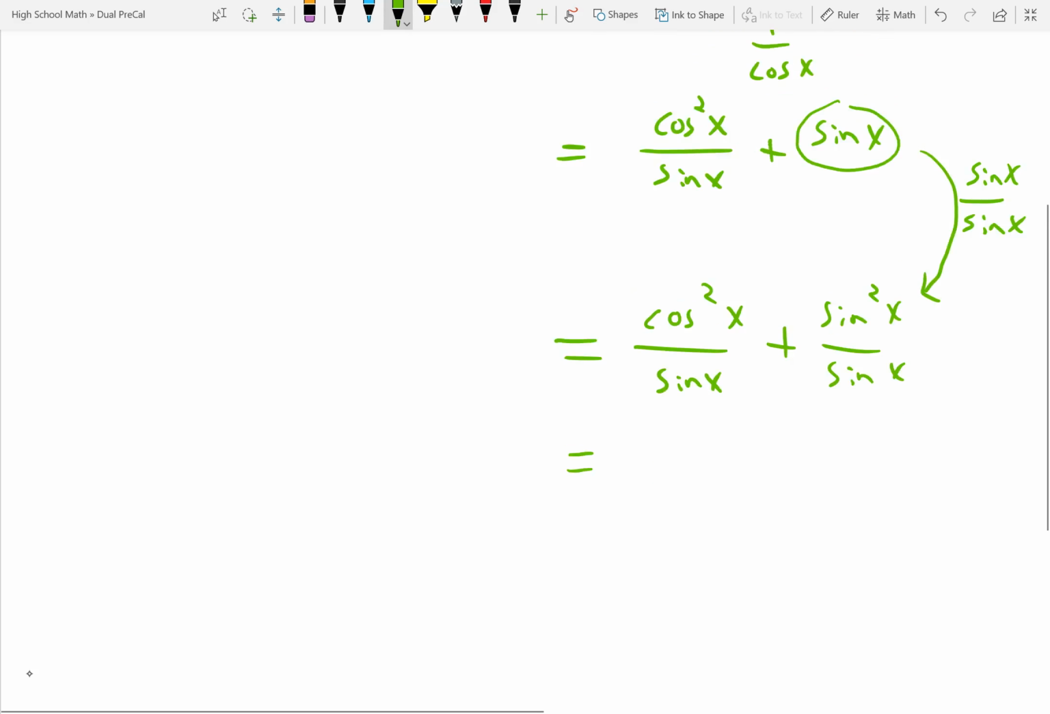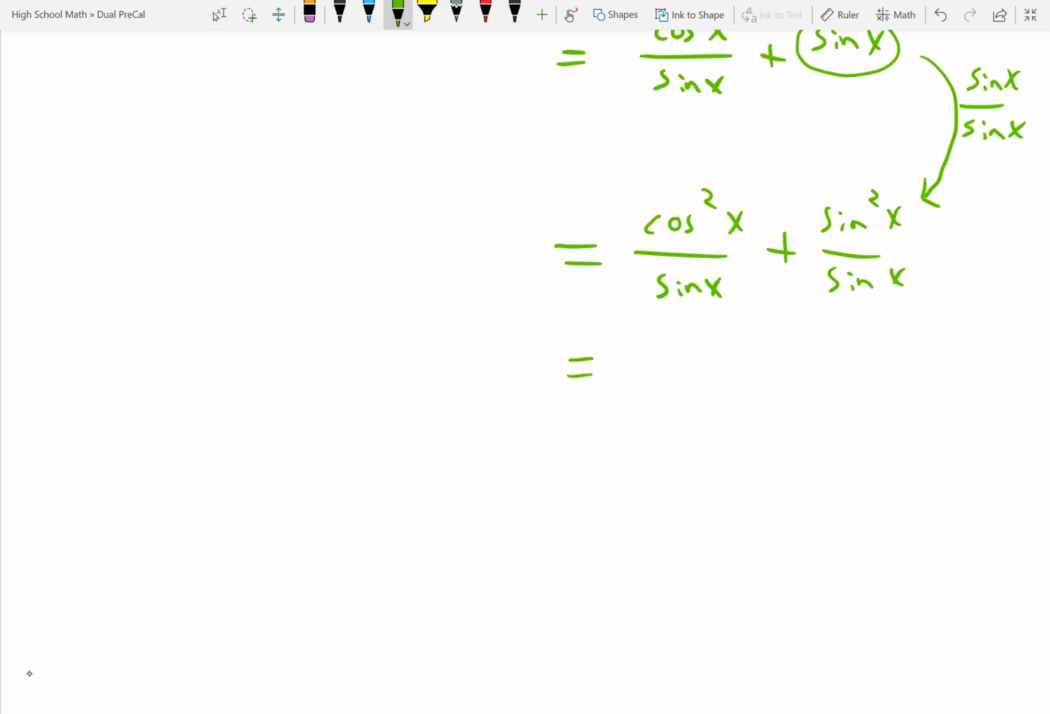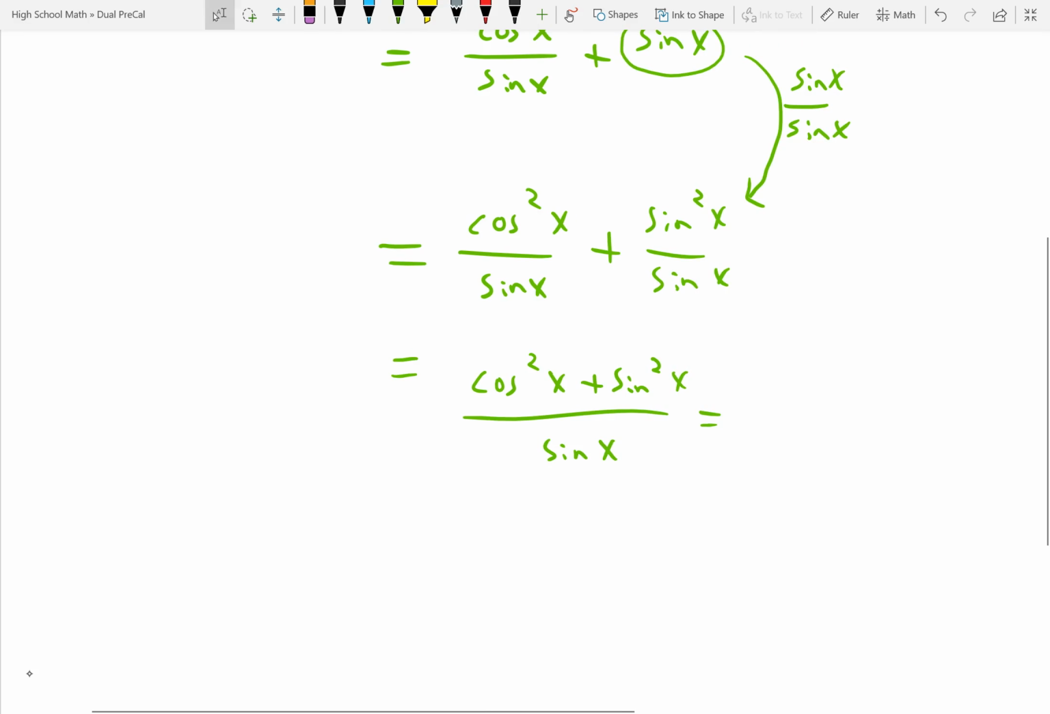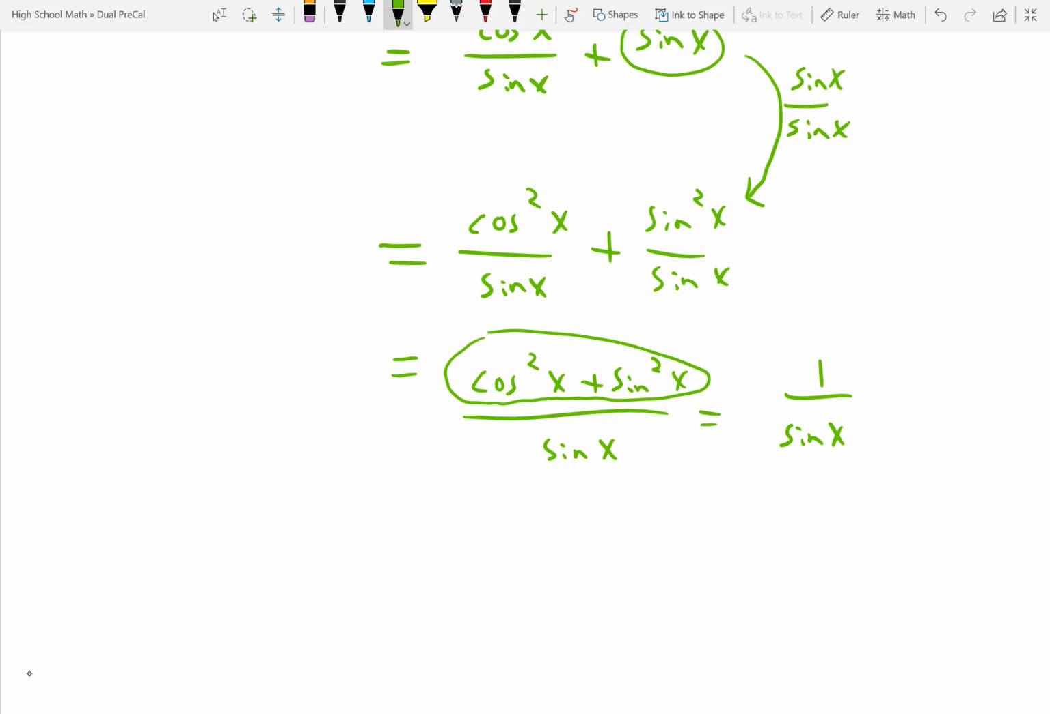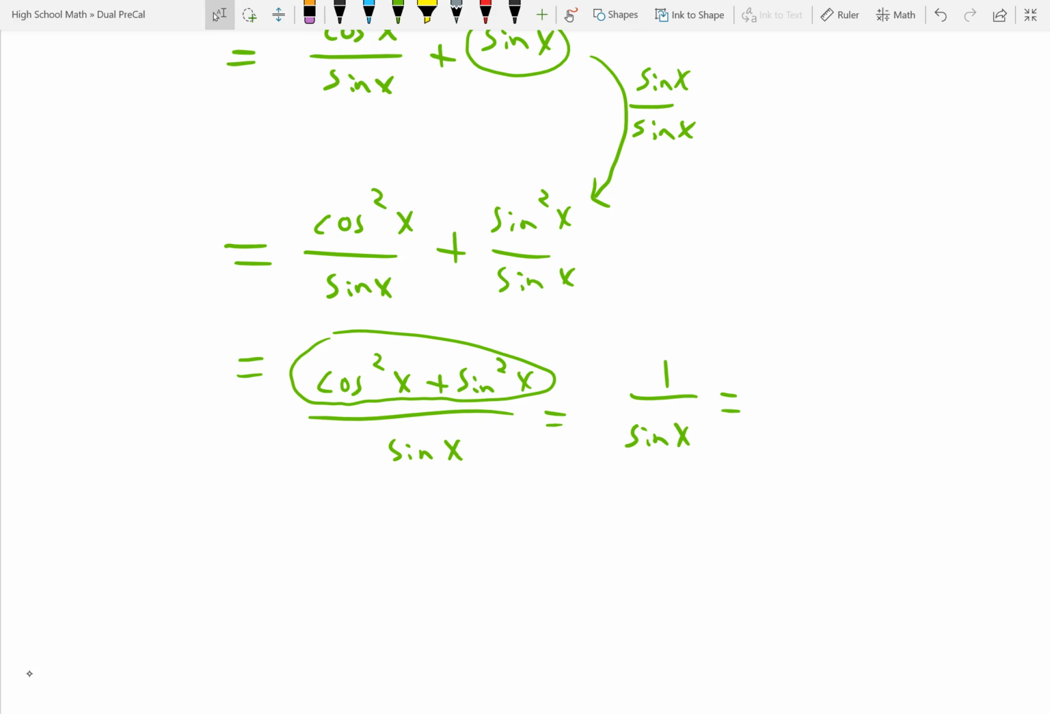Now, since we have the common denominator of sine x, I can simply sum my numerators. So I have cosine squared x plus sine squared x over sine of x. Well, our new big thing, cosine squared x plus sine squared x is 1. This whole thing is 1. We have 1 over sine of x. And using our reciprocal identity, 1 over sine is cosecant x. That is the final answer.